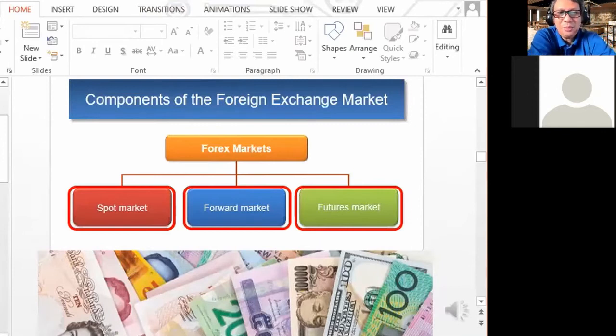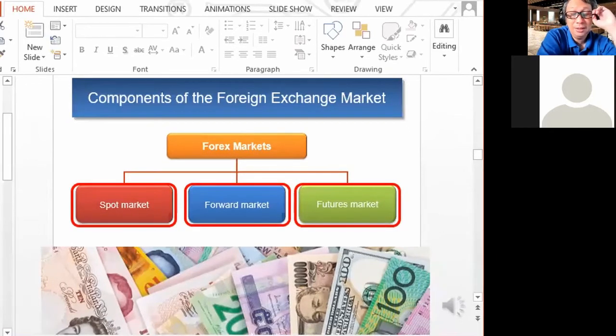So what are the components of the foreign exchange market? Ayan, foreign exchange market na tayo. So there are three types of foreign exchange markets, no? First is the spot market. Second is the forward market. And then the futures market. Okay? So what is the spot market?